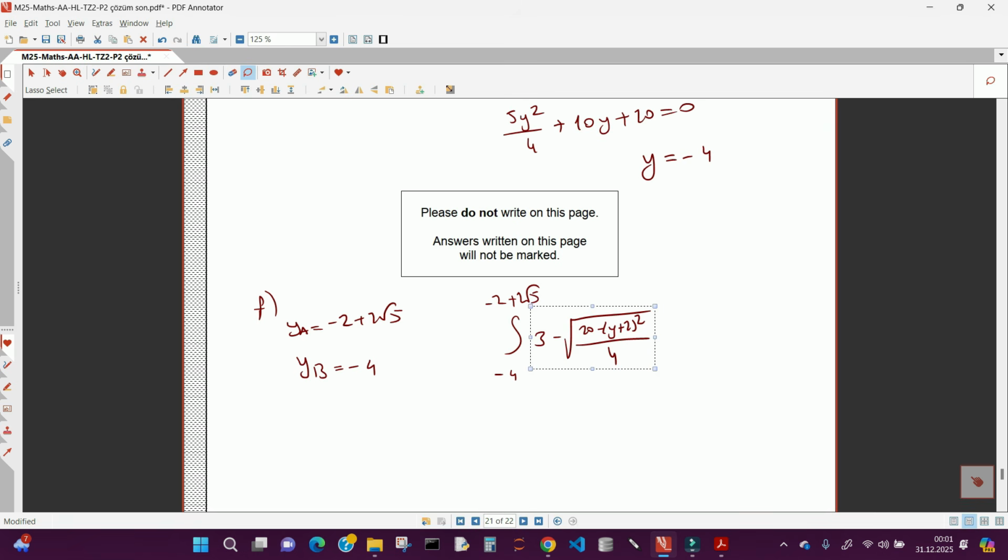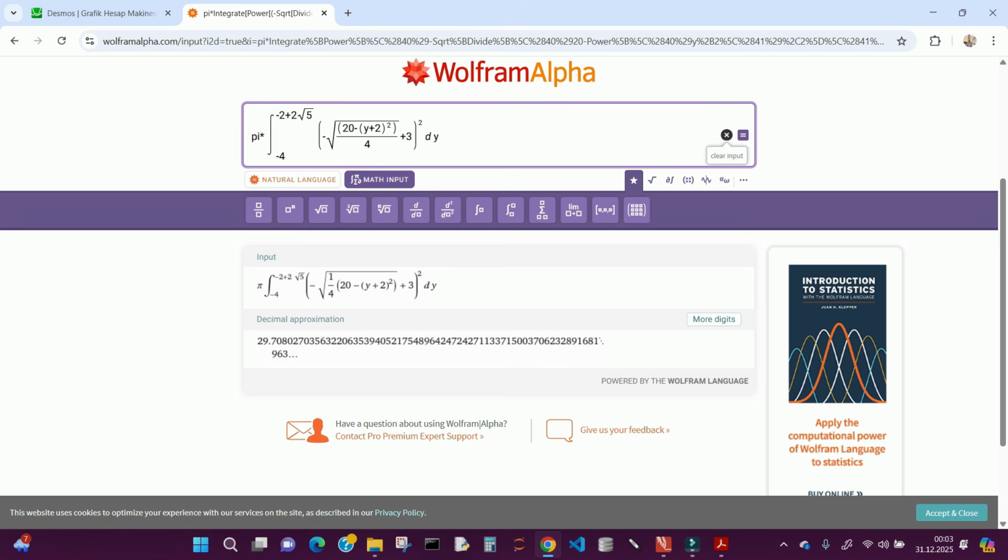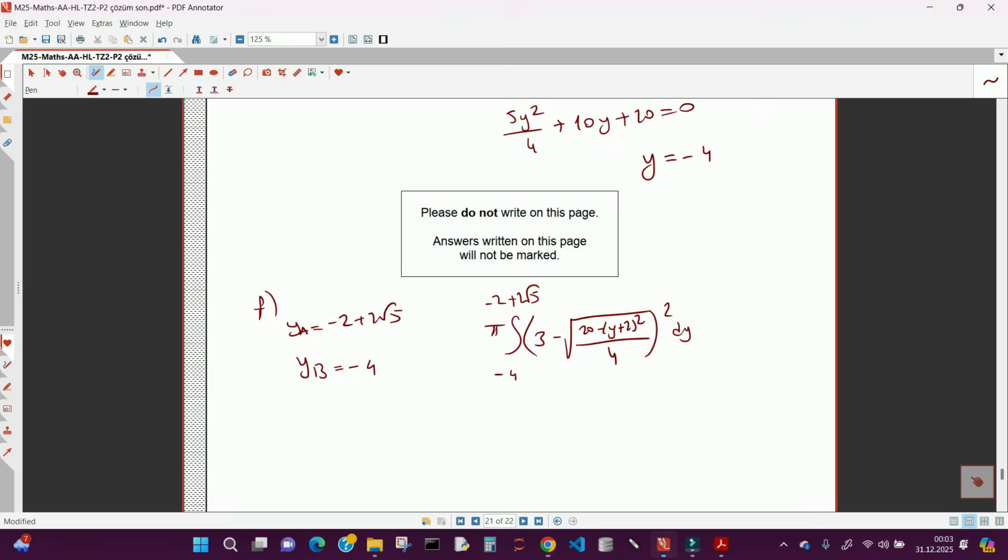Yeah, this is in terms of y. And do not forget to add pi outside of the integral and the square of this. So when you calculate this, yeah, it is 29.7.